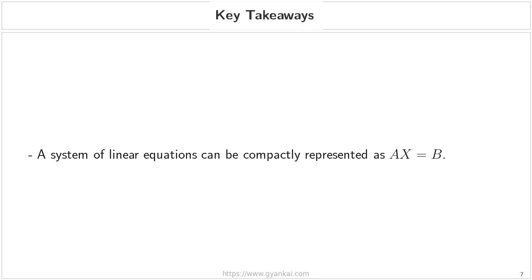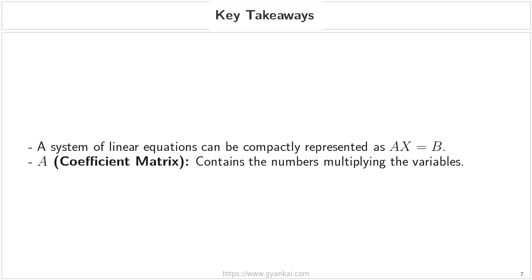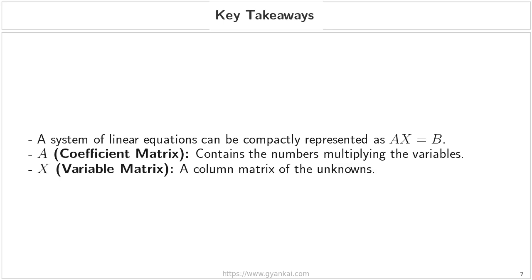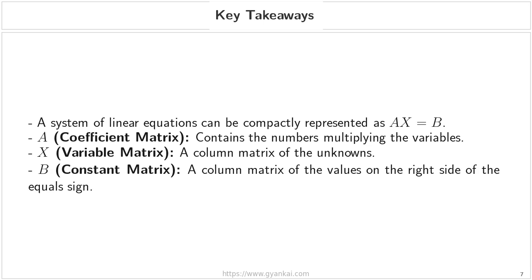To make sure you can build this equation correctly, let's quickly recap the 3 components we discussed earlier. First, there is matrix A, which we call the coefficient matrix. This matrix is simply the collection of all the numbers multiplying your variables. Next, we have matrix X, the variable matrix. As we emphasized during our step-by-step breakdown, this must always be a column matrix containing your unknowns like x, y, or z. Then, we have matrix B, the constant matrix. This is also a column matrix, and it consists of the values found on the right-hand side of your equal signs.